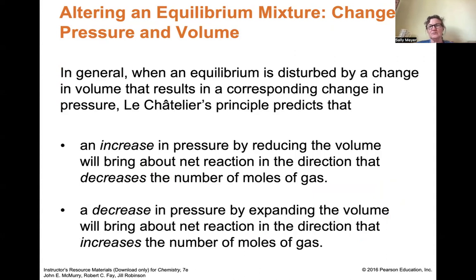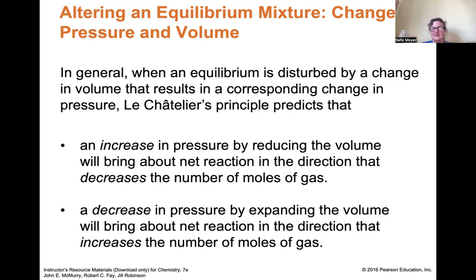In general, when an equilibrium is disturbed by a change in volume that results in a corresponding change in pressure, Le Chatelier's principle predicts that if you increase the pressure by reducing the volume, you'll bring about net reaction in the direction that decreases the number of moles of gas, and a decrease in pressure by expanding the volume will bring about net reaction in the direction that increases the number of moles of gas.